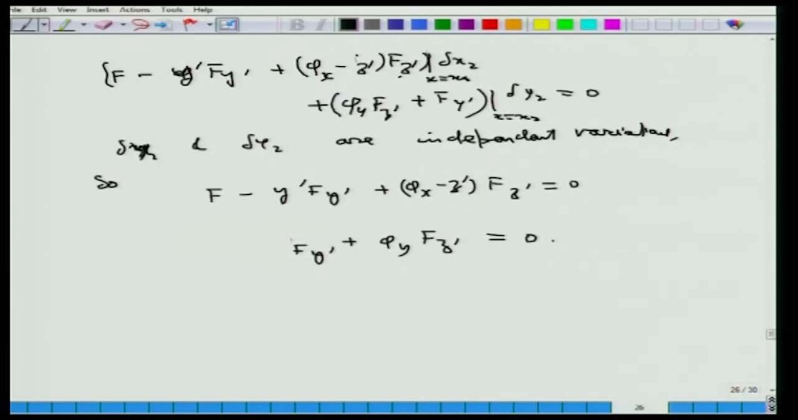So, when we have delta x 2 and delta y 2 as independent variations, we get the coefficients 0 here in this case, because the point B moves freely on the surface. So, delta x 2 and delta y 2 will be independent. Okay, so, let us consider this example here.